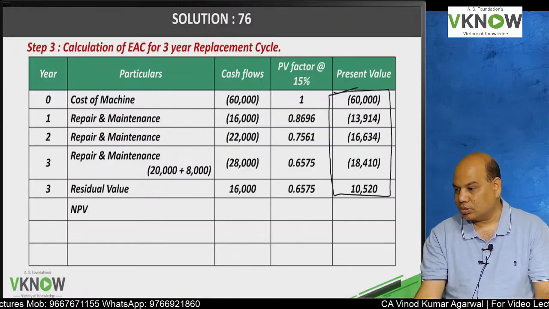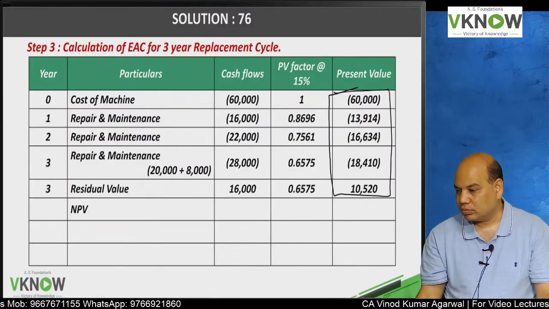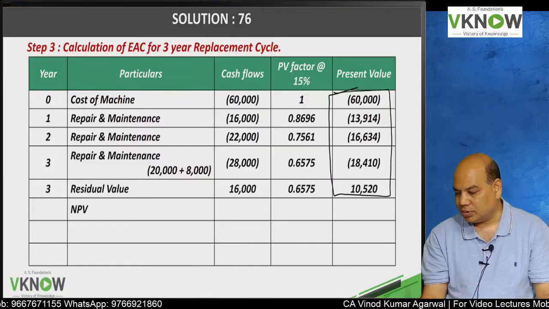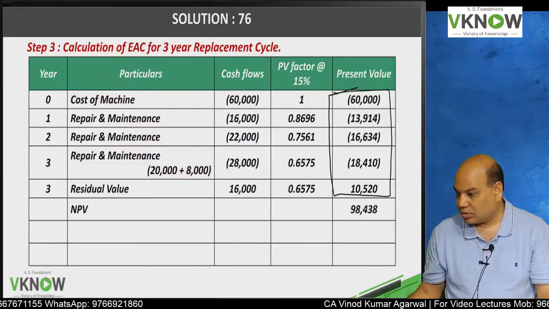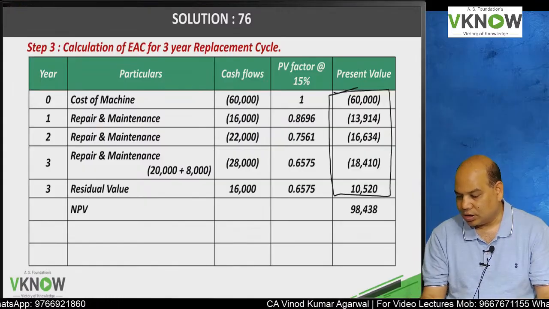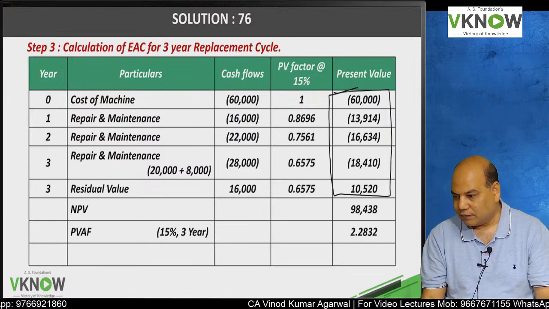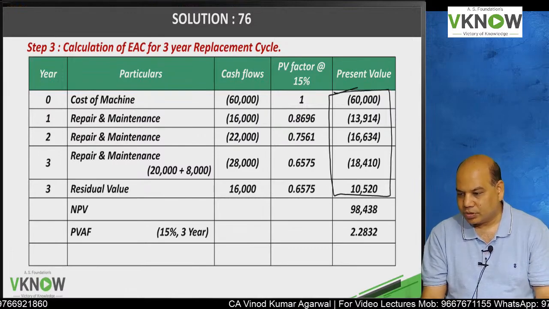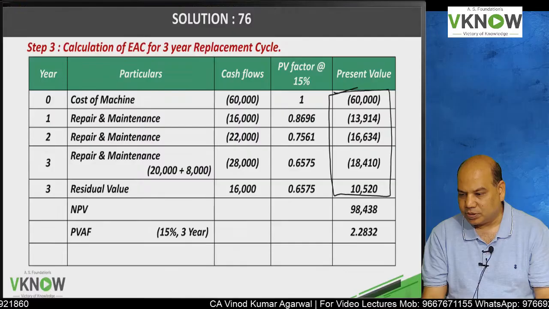What is the total now? What is the total of NPV? Very good, you got it right. 98,438. Now tell me the annuity factor for 3 years. PV annuity factor at 15% for 3 years is 2.2832.